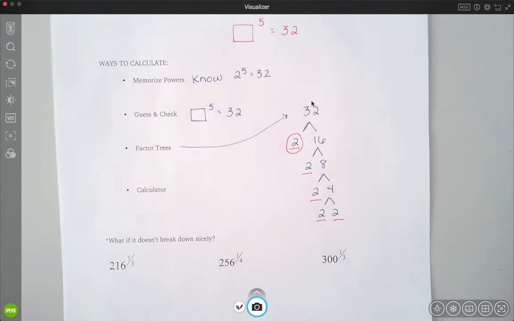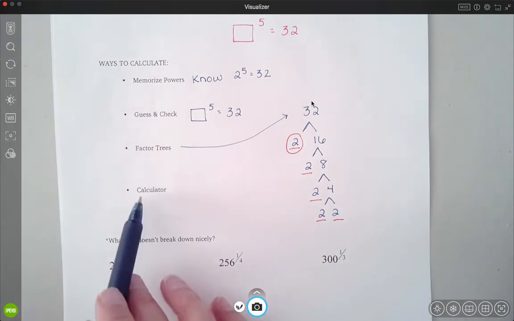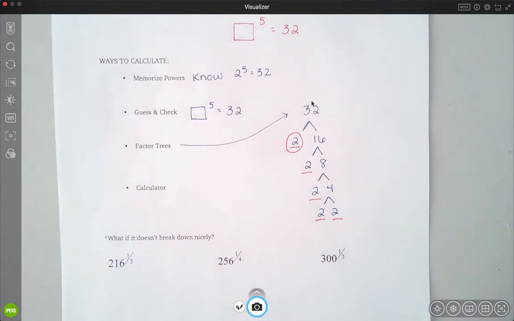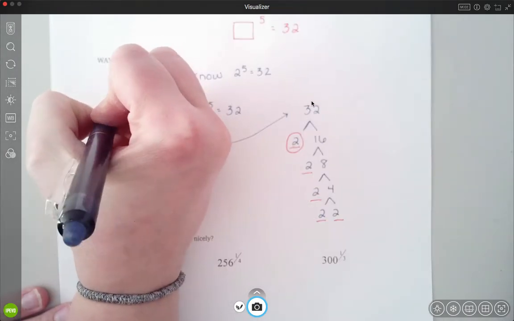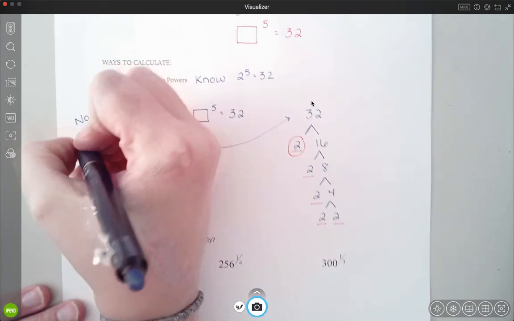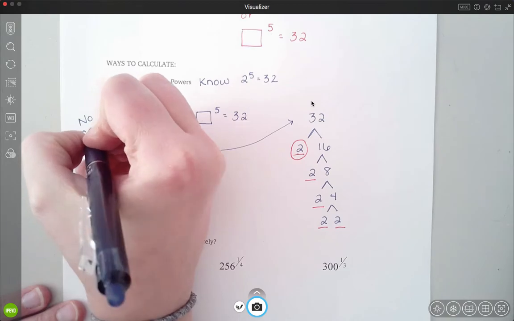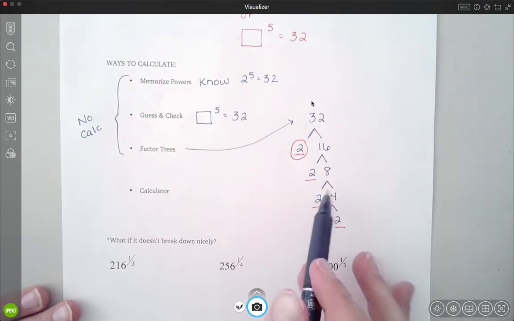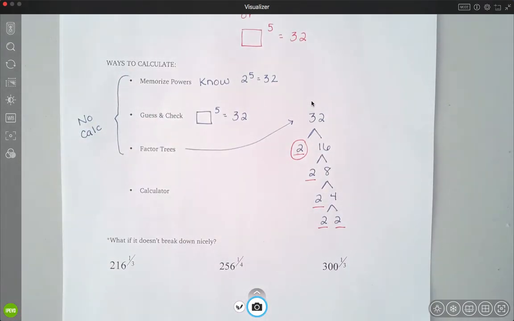Okay, so the reason I saved this calculator piece for last is you are going to have to know how to do these without a calculator. And all 3 of these methods are really going to work well for you without a calculator. Sometimes the factor trees are kind of tricky without a calculator, but usually if you can divide by 2s and 3s, you should be okay.